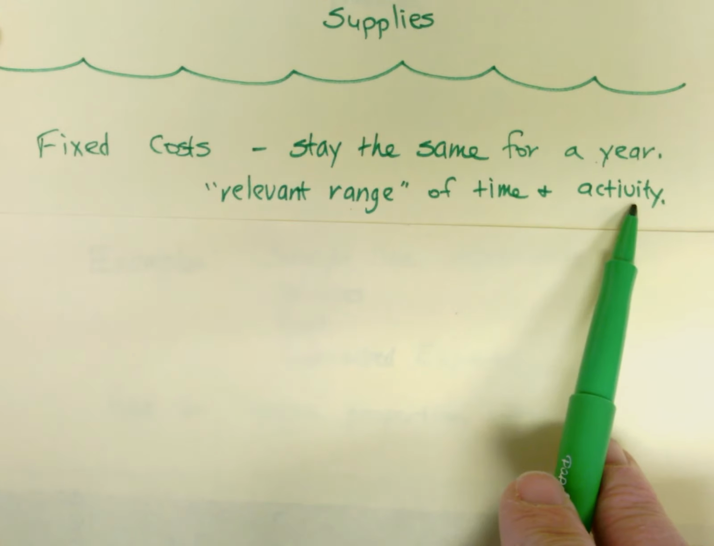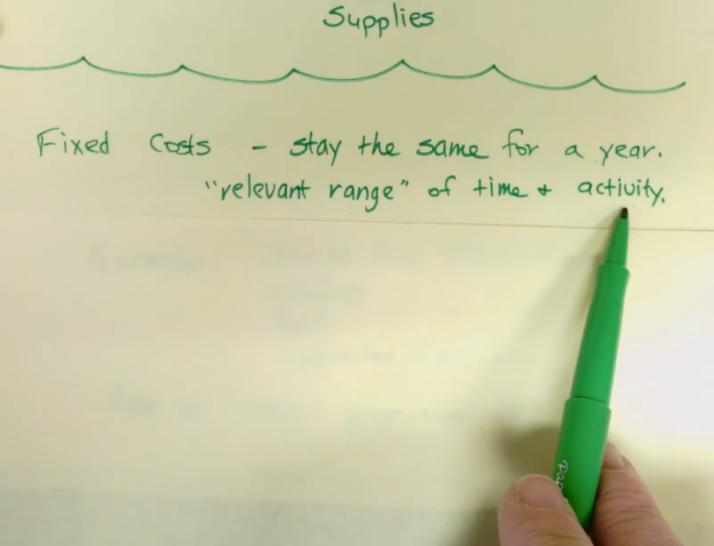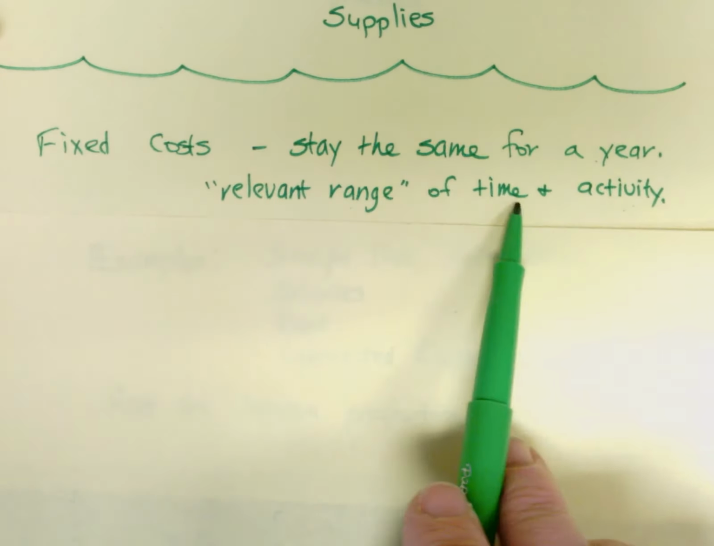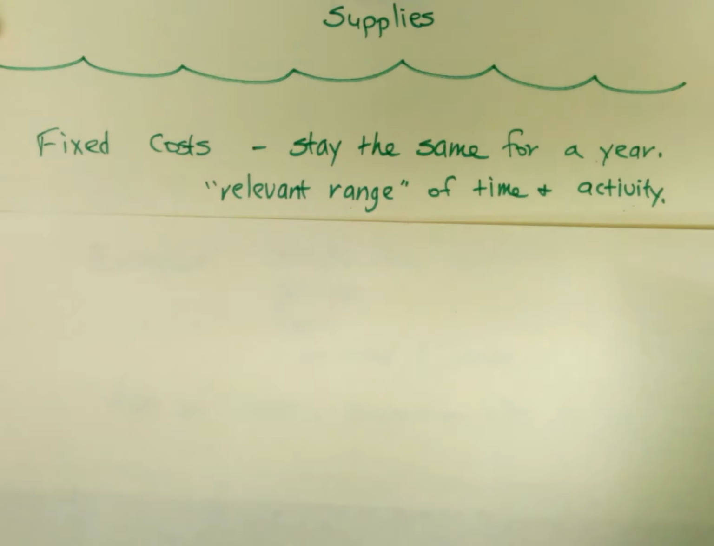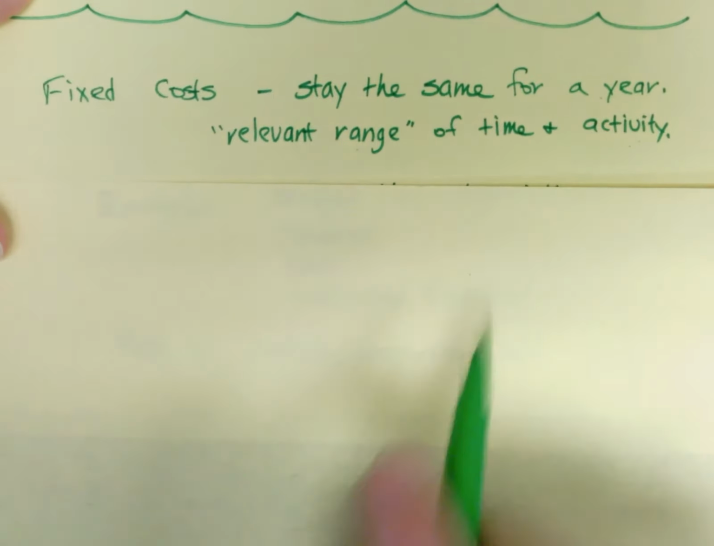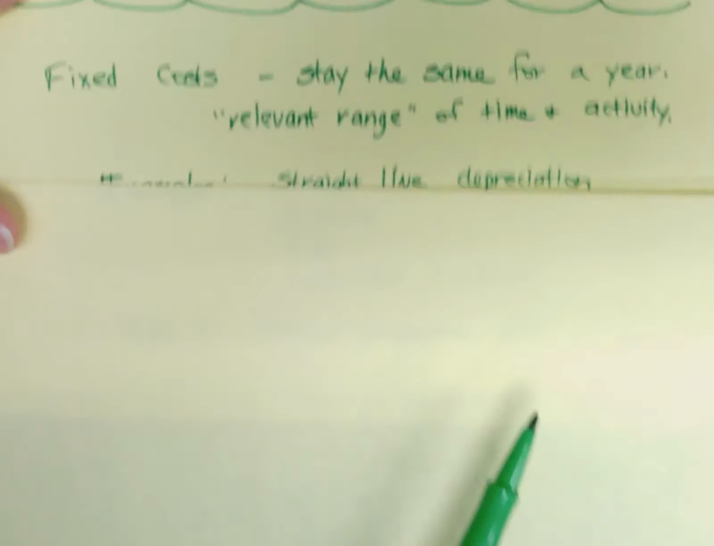Say production, our plant can produce between 0 and, I'm sorry, 100,000 units. And if we produce more than 100,000 units, we're going to need another factory. So the relevant range is some bounds of production level and some bounds of time, usually 1 year. Fixed costs stay the same for that relevant range. The next year, the fixed cost might be different, but for that period of time, it stays the same.